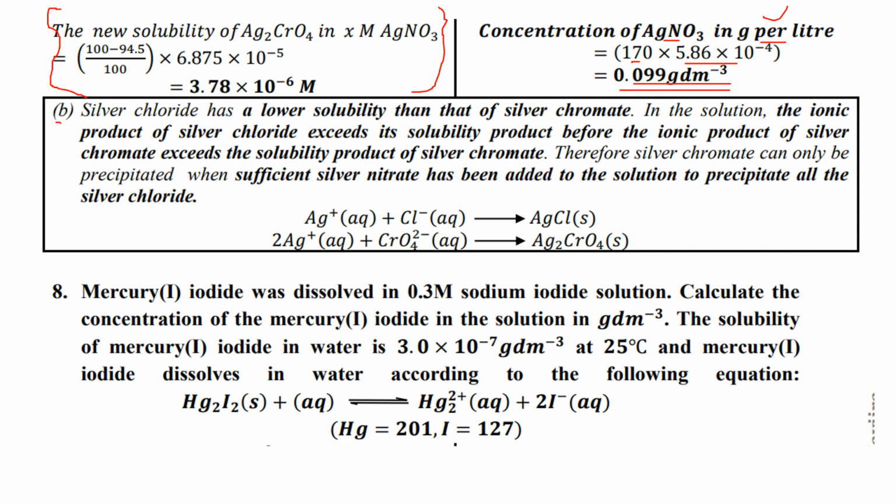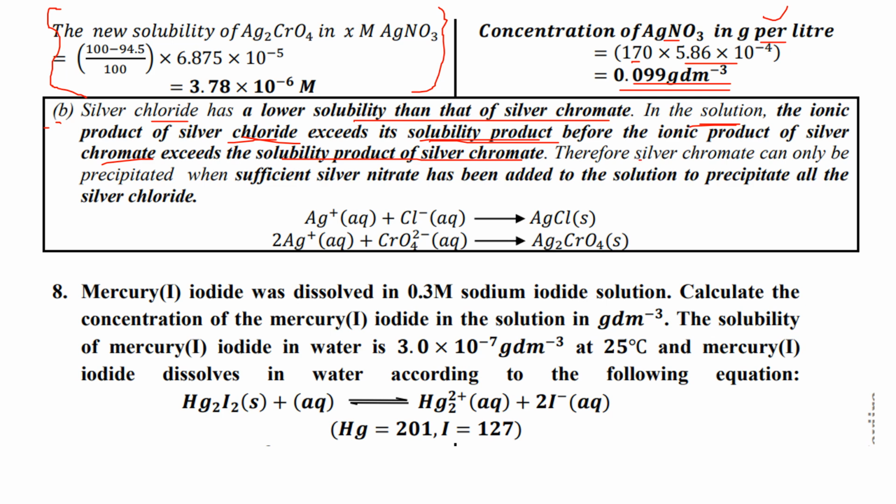Now for part B, explaining that, you are going to say silver chloride has a lower solubility than silver chromate. In the solution, the ionic product of silver chloride exceeds its solubility product, and we say that if the ionic product exceeds its solubility product, precipitation occurs. So we're going to say that in the solution, the ionic product of silver chloride exceeds its solubility product before the ionic product of silver chromate exceeds its solubility product.